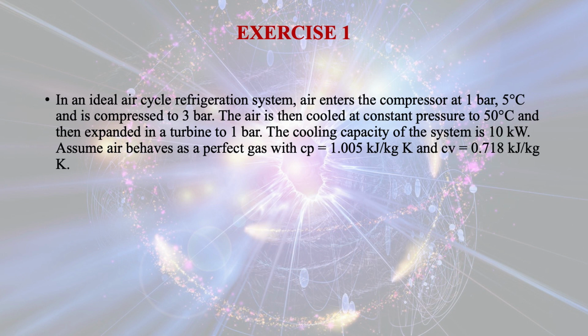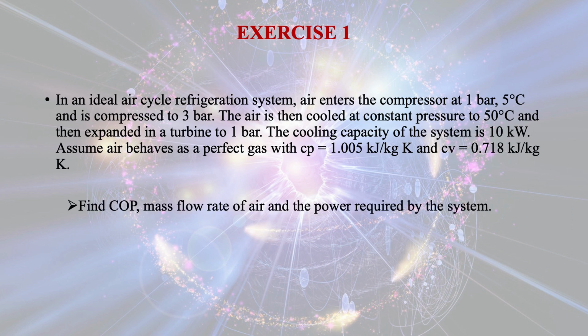Assume air behaves as a perfect gas with Cp equal to 1.005 kilojoule per kgK and Cv equal to 0.718 kilojoule per kgK. Find COP, mass flow rate of the air, and the power required by the system.